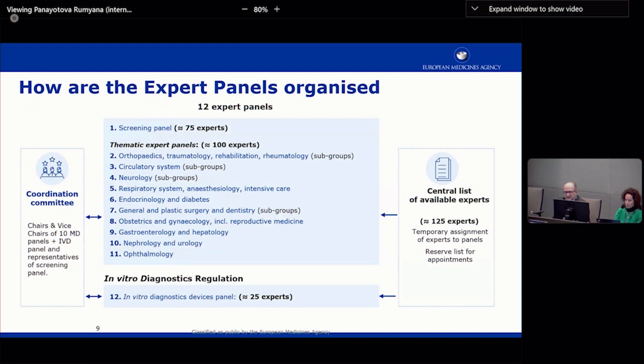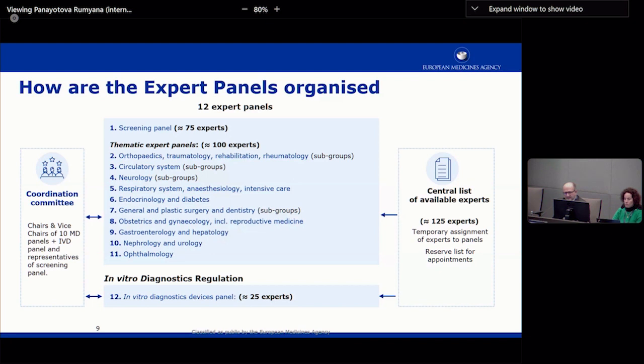It's organized into 12 different panels, one of which has some specific characteristics, and it's called the screening panel, and I will elaborate a little bit further on its function after this. So in reality, there are 11 thematic panels, one being specifically for in vitro diagnostics.